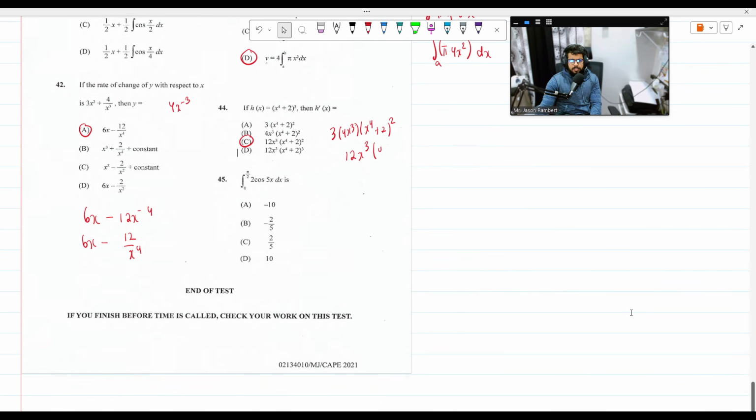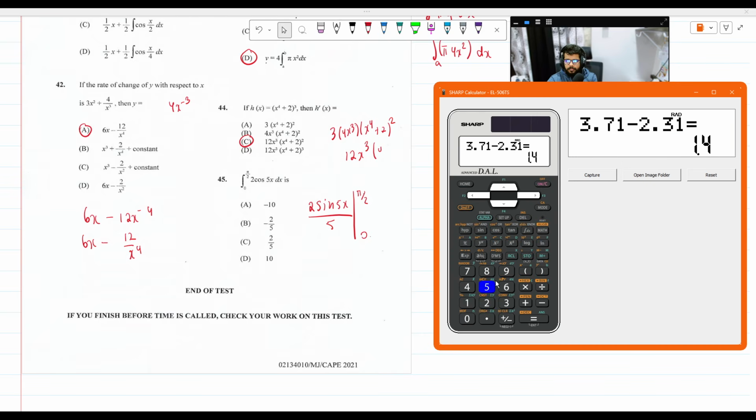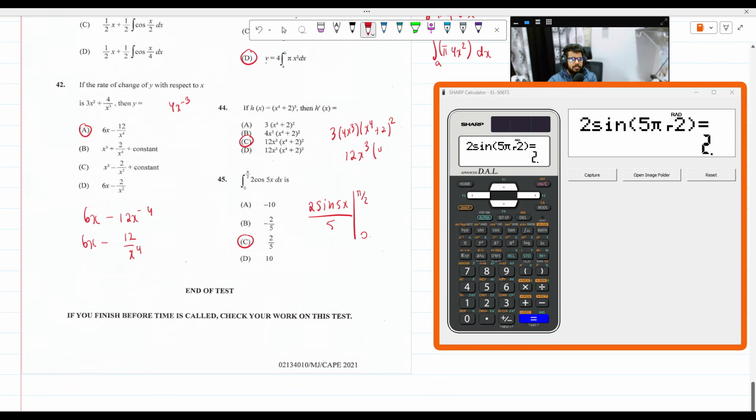And the last one is a repeat question, but we still go through it. I can't remember what the answer is. When I integrate cosine, I'm going to get sine. So I'll get 2 sine 5x over 5 between pi on 2 and 0. And I want to plug in 0, again 0. So 2 sine 5 pi on 2. Calculator, radians. 2 sine 5 pi on 2 is 2 on top and 5 below. 2/5 is the answer. And that is it for 2021.